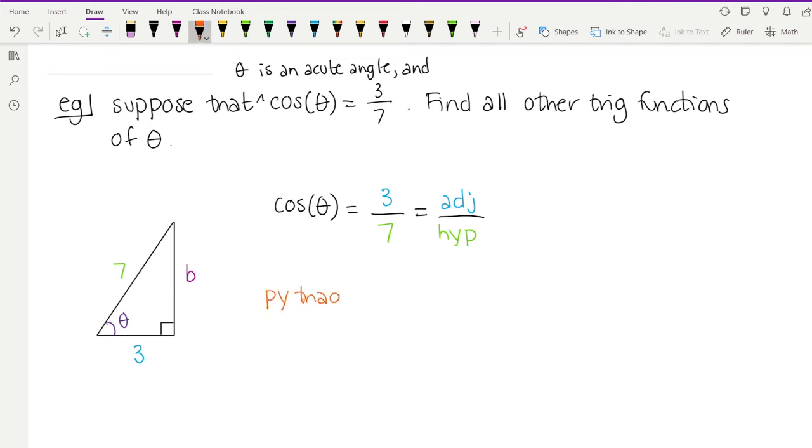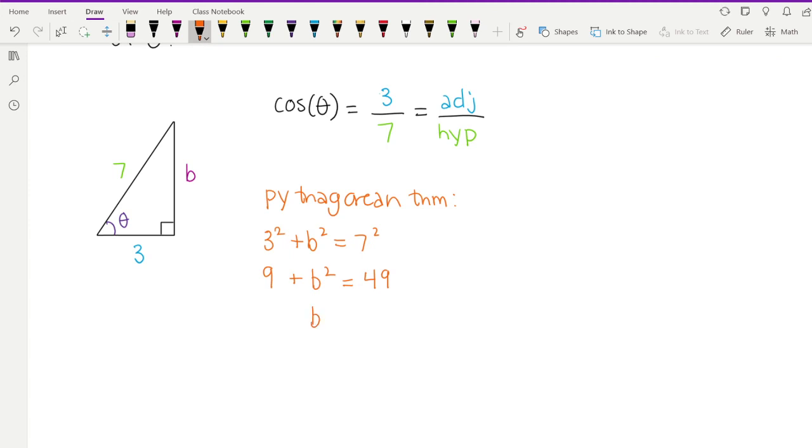So the Pythagorean theorem would say 3 squared plus b squared is equal to 7 squared. And so we'd get 9 plus b squared is equal to 49. And so that means that b squared is equal to 40, right, if we subtract 9 from both sides. And so that means that b is going to be equal to the square root of 40. And that can be broken down into the square root of 4 times the square root of 10. And so that would be 2 times the square root of 10.